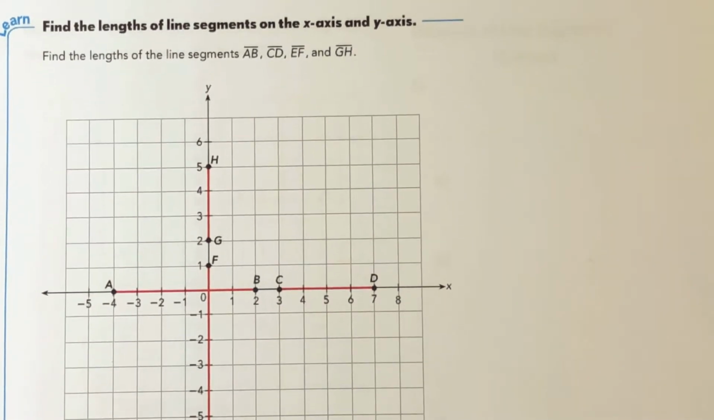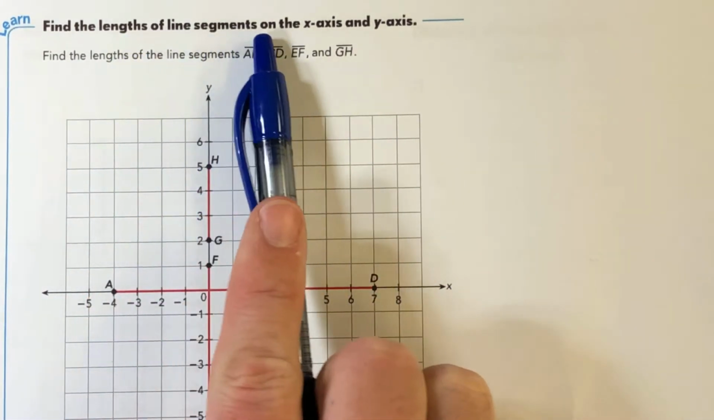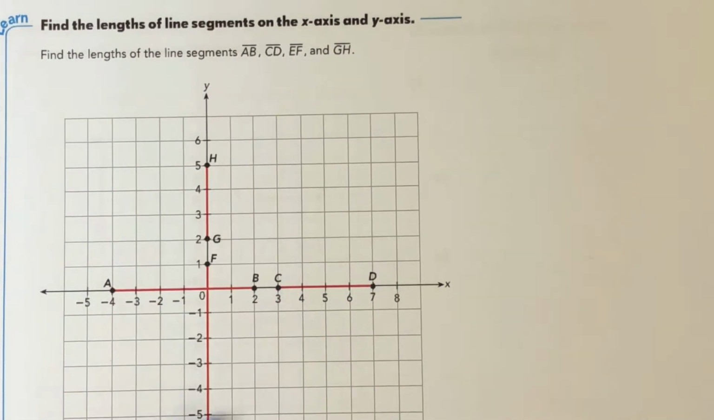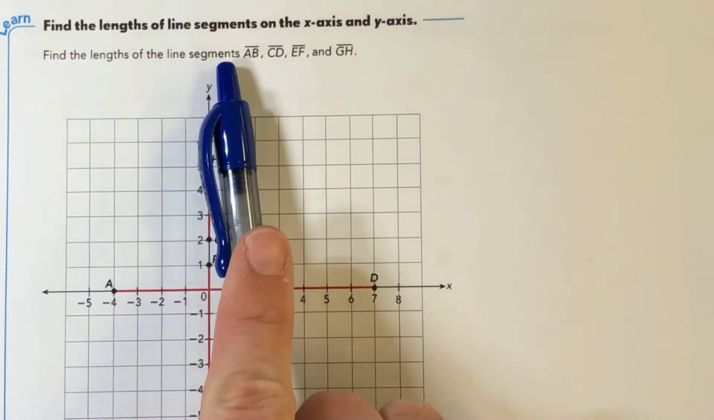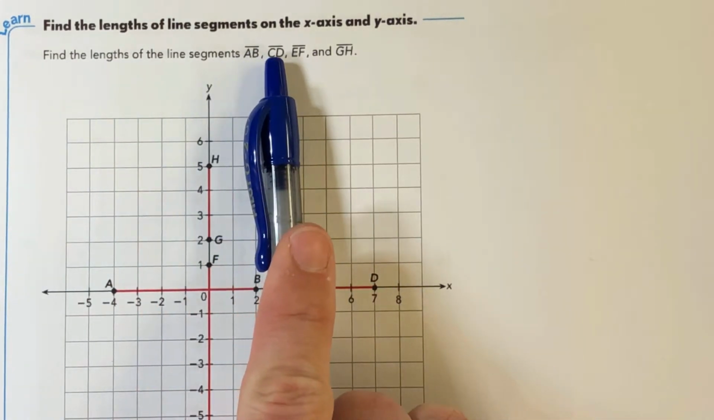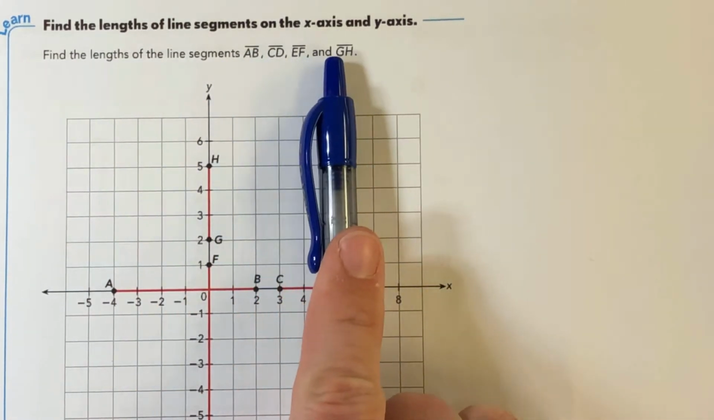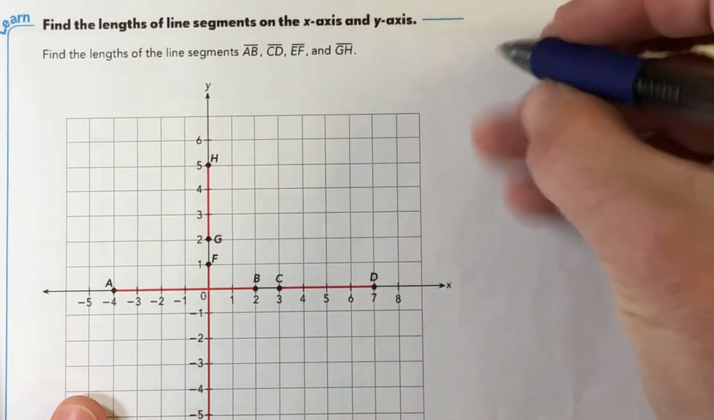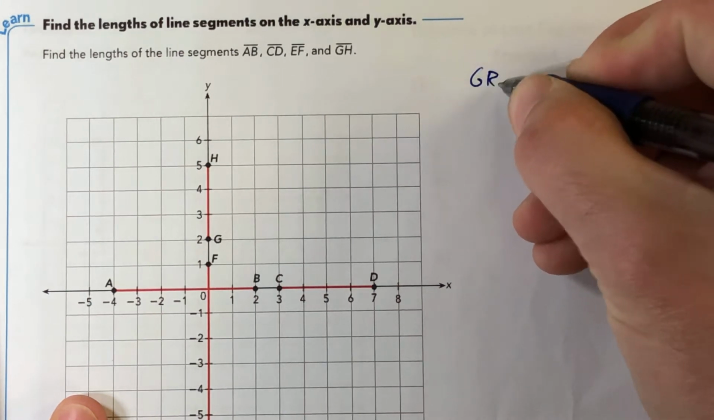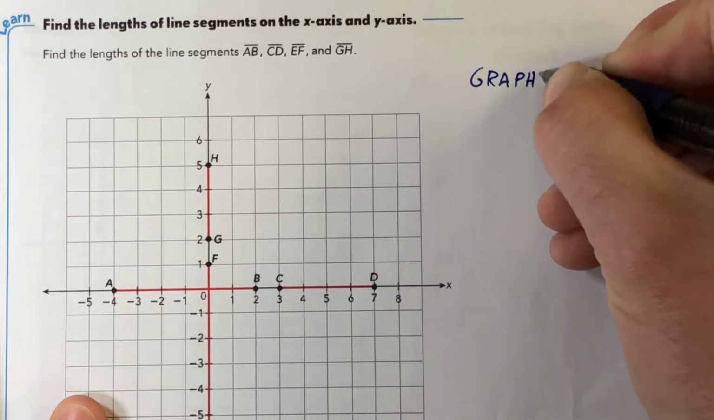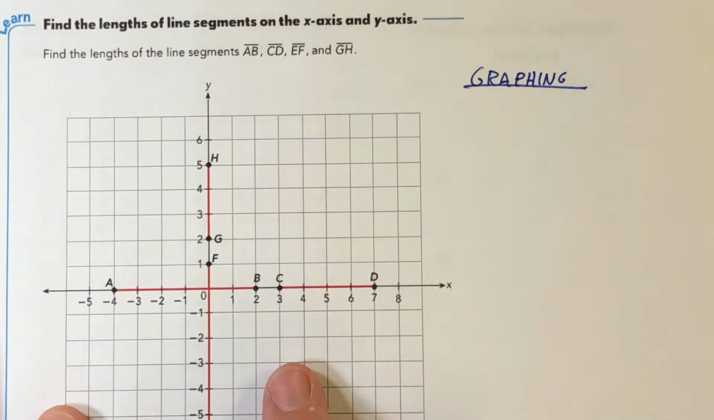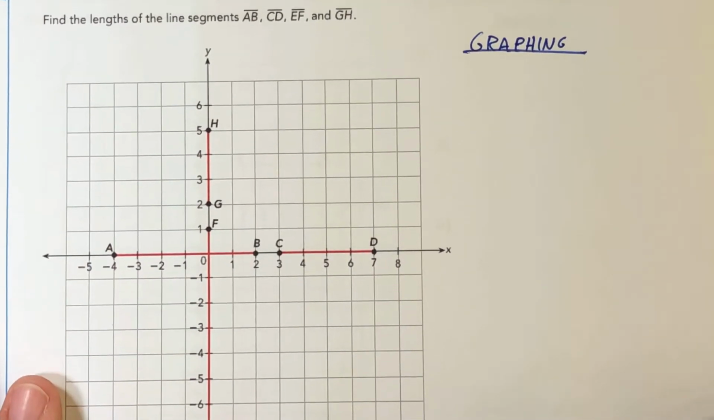So let's get started. We're going to find the length of line segments that happen to be on the x-axis and y-axis. So we're going to find the lengths of line segments line AB, line CD, line EF, and line GH. So the long way of doing this is simply by graphing your points, which this has already been done for you. Not everything is always going to be done for you, so be aware of that.